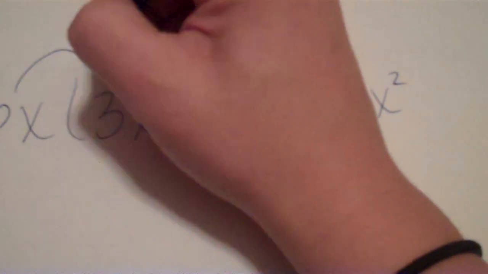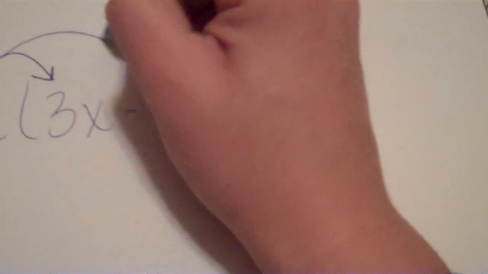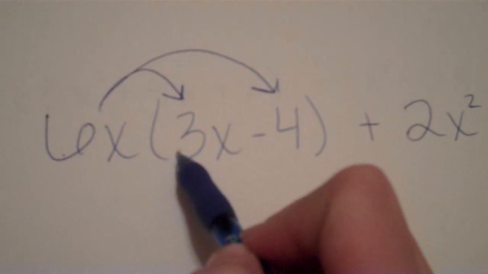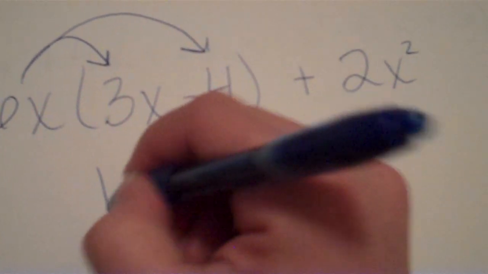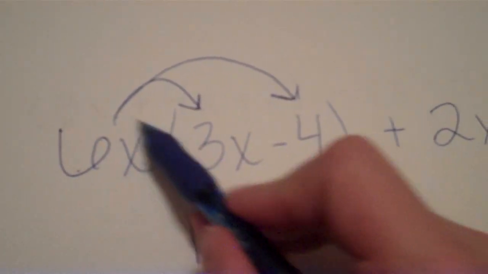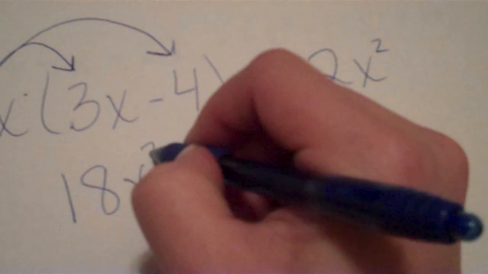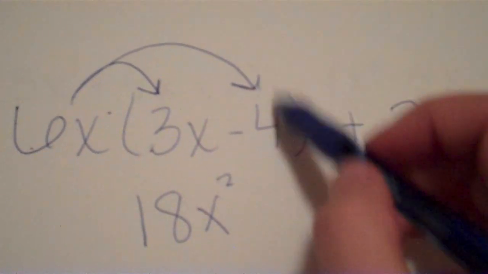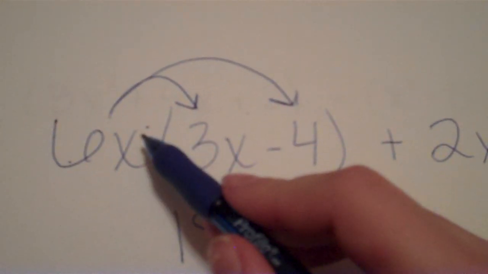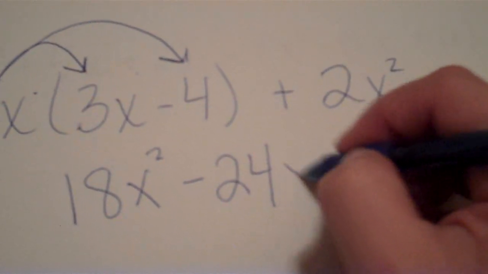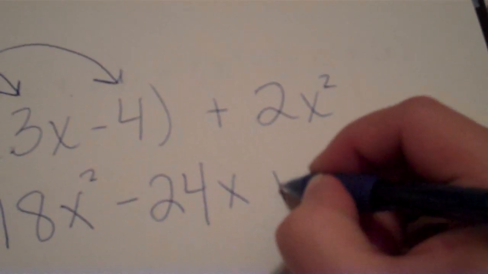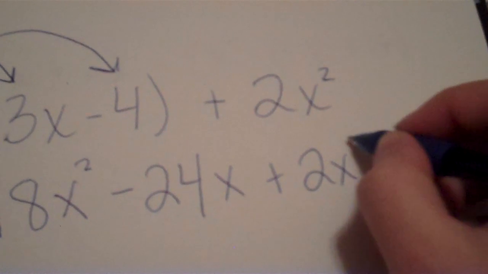I'm going to distribute first. So 6 times 3, 18. Then I have x's, right? There's no exponents, so 1 plus 1 is 2. 6 times negative 4 is a negative 24. 1 times nothing is 1. And then I don't distribute anything. There's no parentheses here, so I just write plus 2x squared.